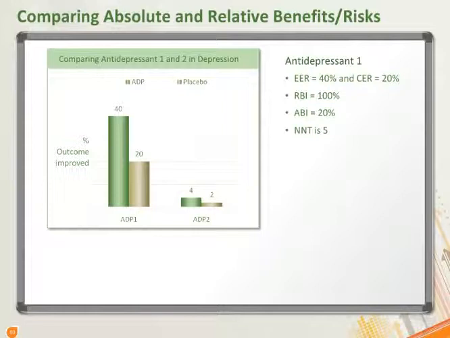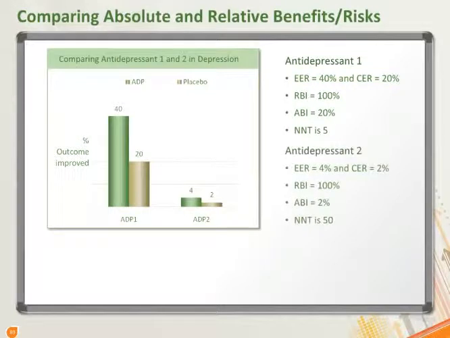The relative benefit increase is 1, which expressed as a percentage is 100%, and the NNT is 5. Thus, 5 people need to be treated with antidepressant 1 to get 1 additional person better. Let's compare this to antidepressant 2.